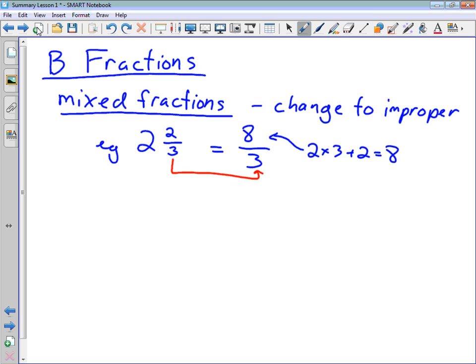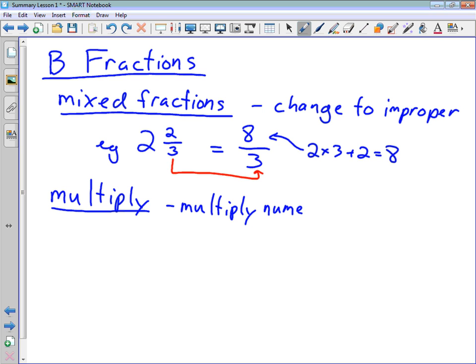Then I move on to multiplying. So how did we multiply fractions? Well, the rule was multiply numerators, multiply denominators.